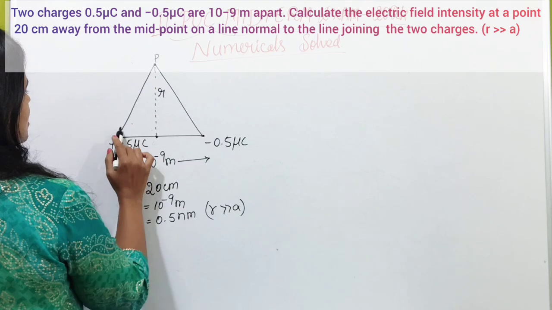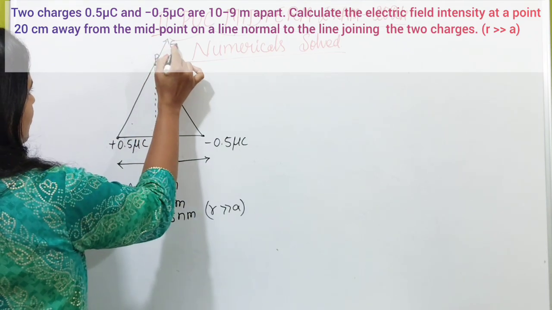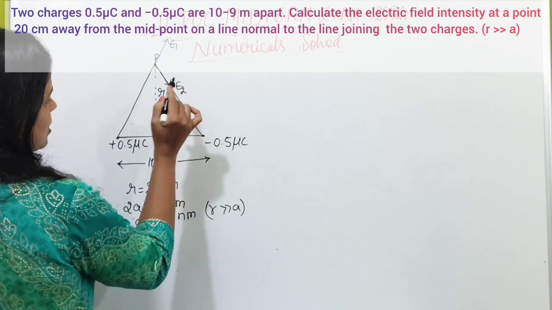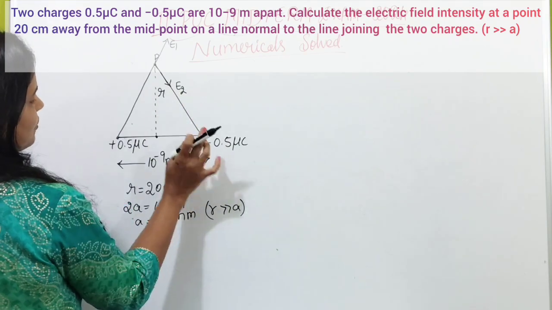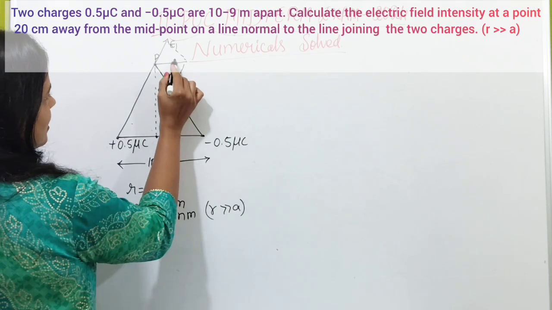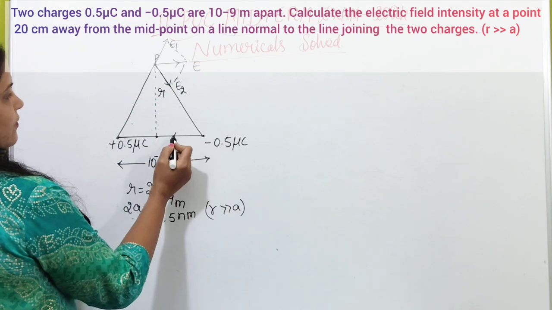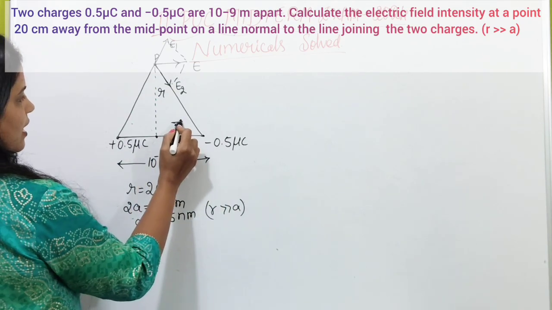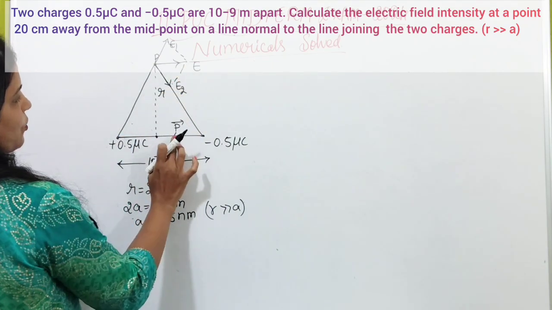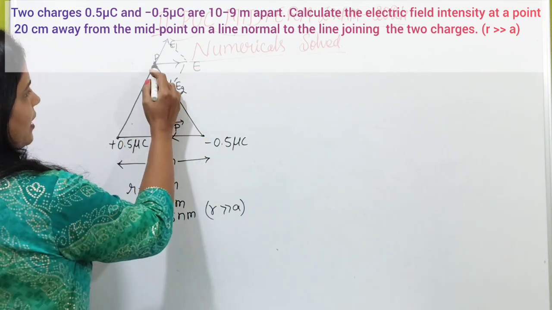So let us join this point to the charges. We know that a positive charge produces electric field away from it, so this will be the direction of electric field due to the positive charge. A negative charge produces electric field towards it, so this will be the direction of electric field due to the negative charge at this point. Let us draw one parallelogram. This will be the direction of the resultant electric field. The dipole moment is always acting from the negative charge to the positive charge, and the electric field is opposite to the direction of the dipole moment.